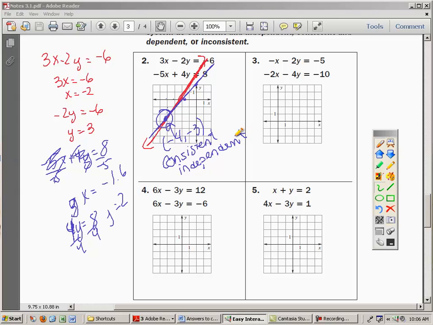What you should find in number 3 is that these are the exact same line. I'm not going to go through the process of graphing them, but because these are the exact same line, this is consistent, dependent. And these two end up being two parallel lines, something like that. And so because they're parallel, this one is inconsistent.